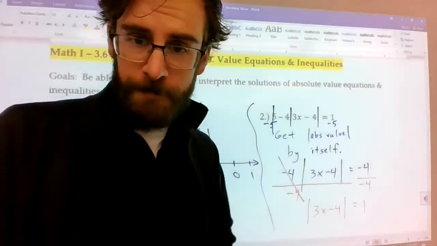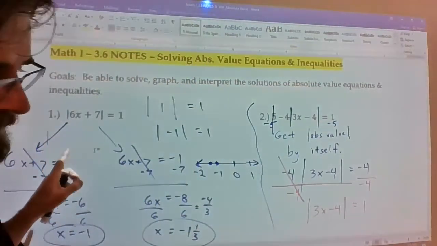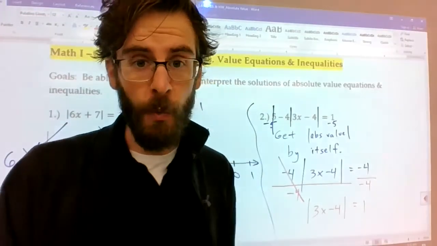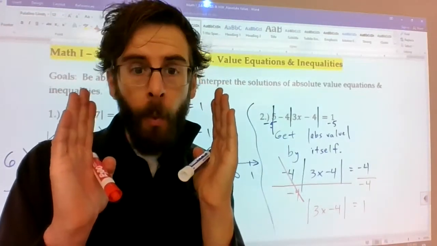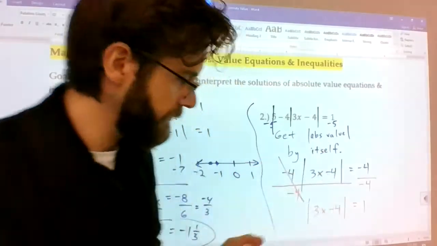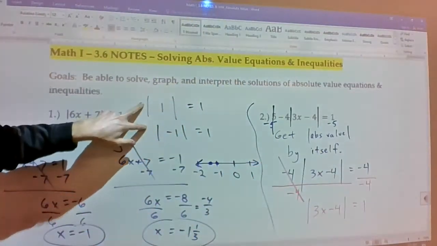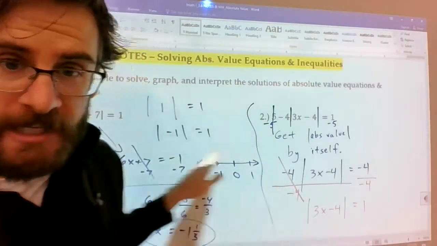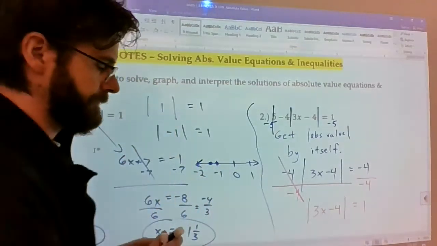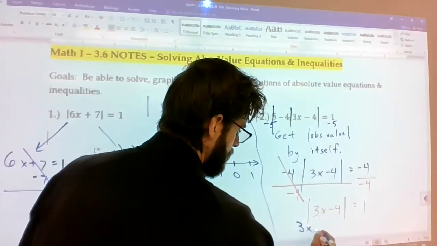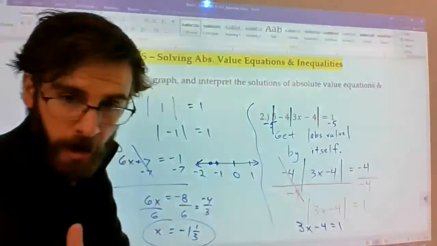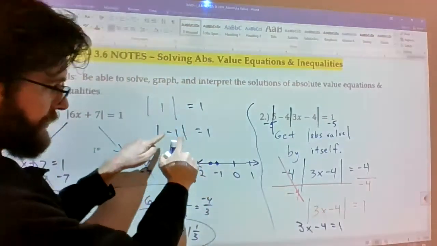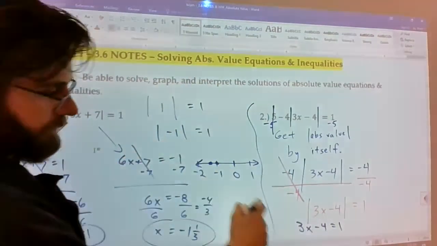The next move is just like this. I have bars on the left, a constant on the right. So we're saying the absolute value of what gives us 1? Well, we just saw it right here. The absolute value of 3x minus 4, therefore, equals 1. Or the absolute value of 3x minus 4 equals the absolute value of negative 1.